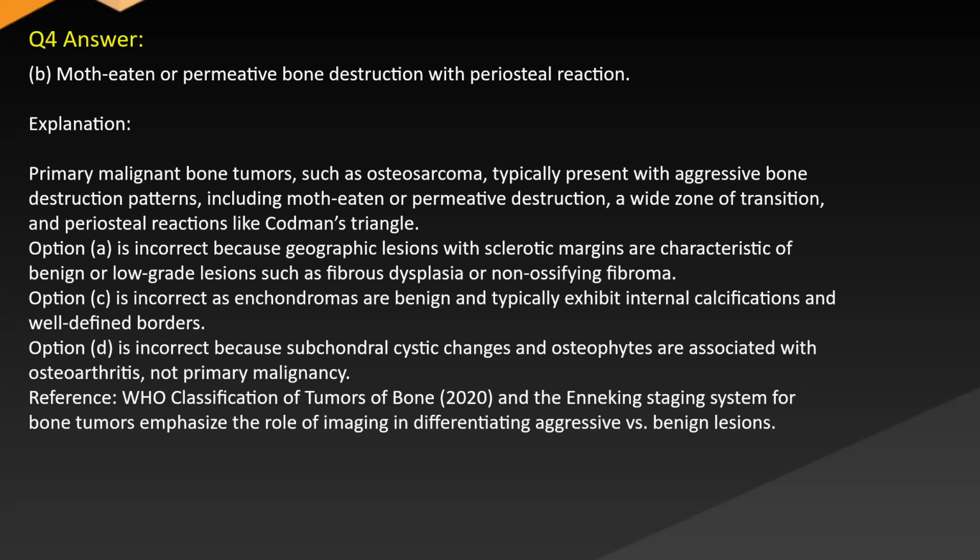Option A is incorrect because geographic lesions with sclerotic margins are characteristic of benign or low-grade lesions such as fibrous dysplasia or non-ossifying fibroma. Option C is incorrect as enchondromas are benign and typically exhibit internal calcifications and well-defined borders. Option D is incorrect because subchondral cystic changes and osteophytes are associated with osteoarthritis, not primary malignancy. Reference: WHO Classification of Tumors of Bone 2020 and the Enneking Staging System for Bone Tumors emphasize the role of imaging in differentiating aggressive versus benign lesions.